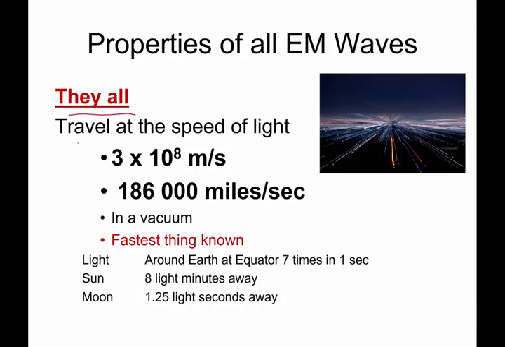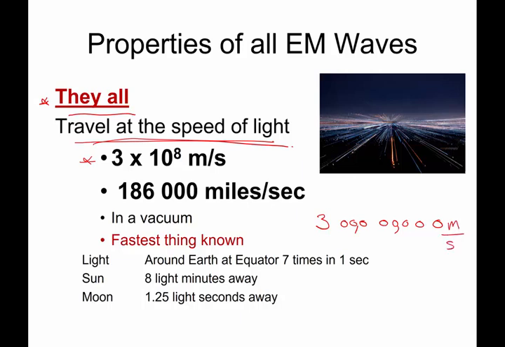All of them travel at the speed of light. Okay, and these things that they all have in common, you definitely have to know for quizzes and tests. So they all travel at the speed of light, which is 3 times 10 to the 8th meters per second. So that's 3 followed by 1, 2, 3, 4, 5, 6, 7, 8, zeros: 300 million, 300 million meters per second.